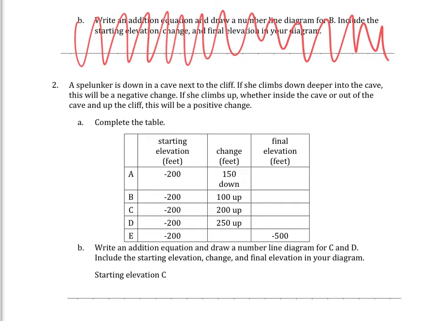So those who don't know what a spelunker is, a spelunker is someone who goes and explores caves and caverns. And typically caves and caverns are below sea level. It sometimes involves going underwater, but not always. Sometimes your cave is below sea level, but you don't necessarily go underwater. So looking at this one, it's that same idea, but this time it's telling us we're starting at a negative 200 instead of a positive 400.